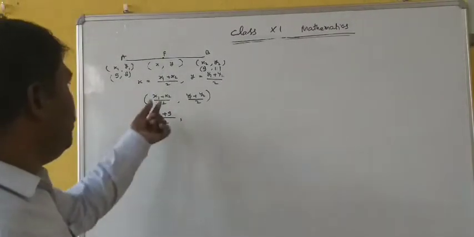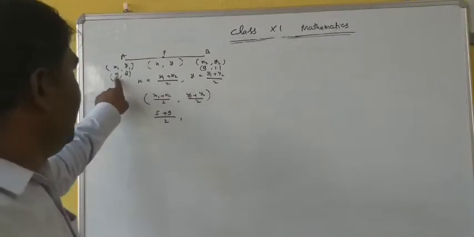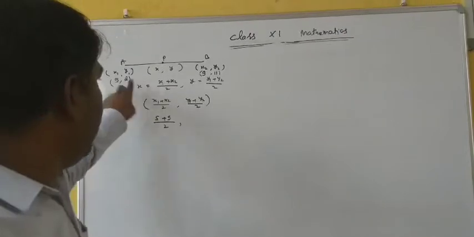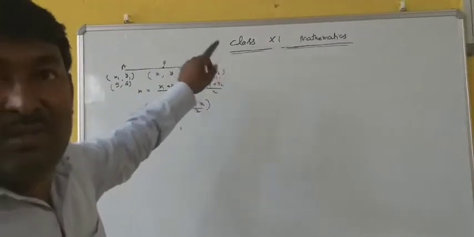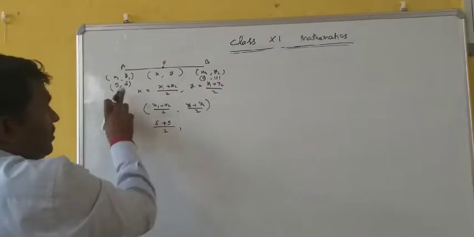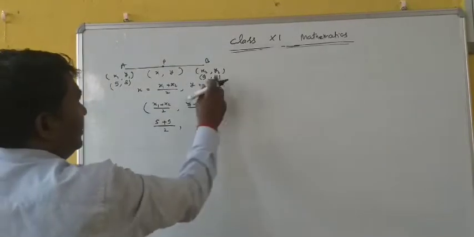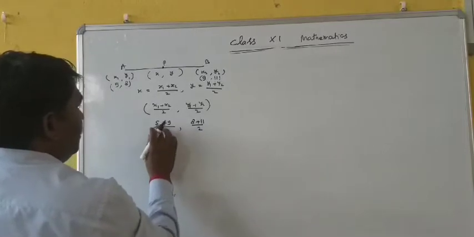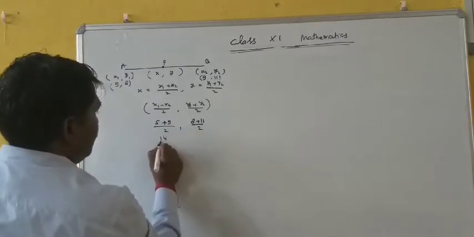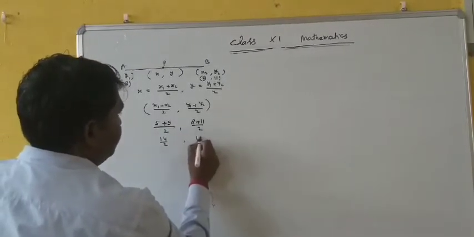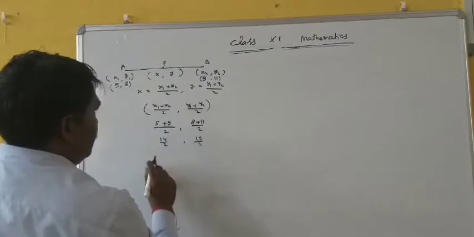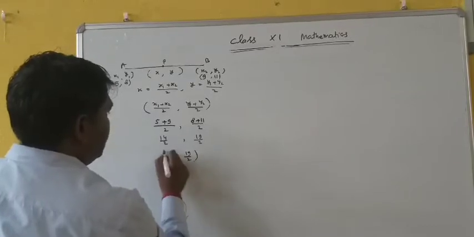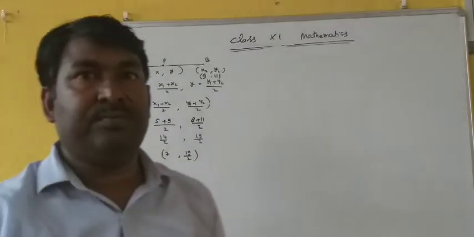You have to take the algebraic sum of x coordinates. If you are going to find the x coordinate, don't add the x coordinate with y1. Okay, so algebraic sum of y coordinates: 8 plus 11 by 2. So here 14 by 2, here 19 by 2. Therefore 7, 19 by 2. This is the coordinate of the midpoint.